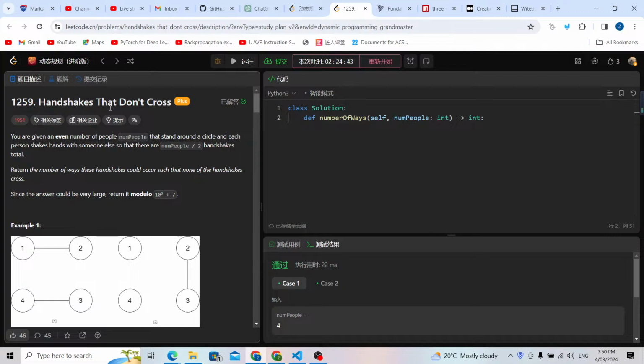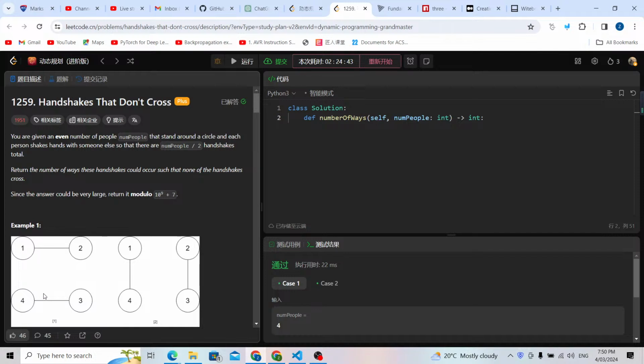59 handshakes that don't cross. Let's first try to understand the problem. So we are having an even number of people. This is the number of people, and they stand around a circle, and each person shakes hands with someone else, so that there are number of people divided by 2 handshakes total.